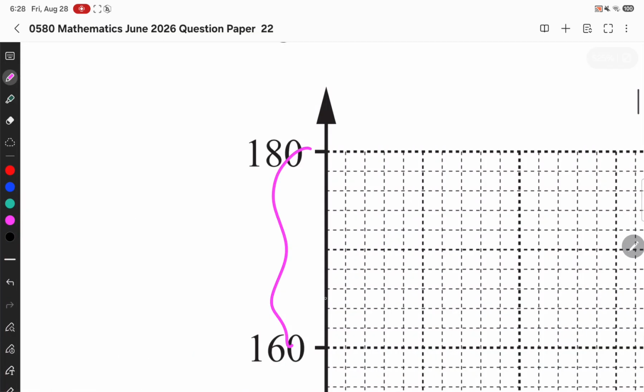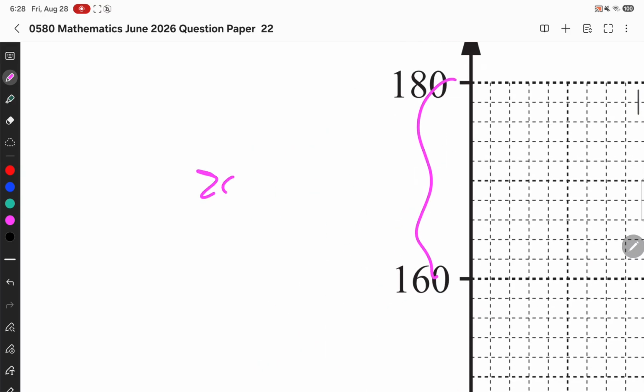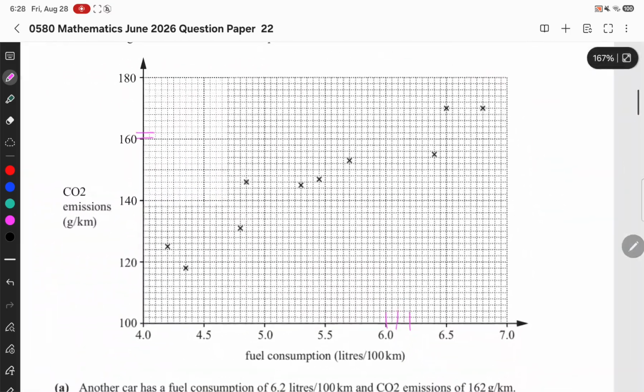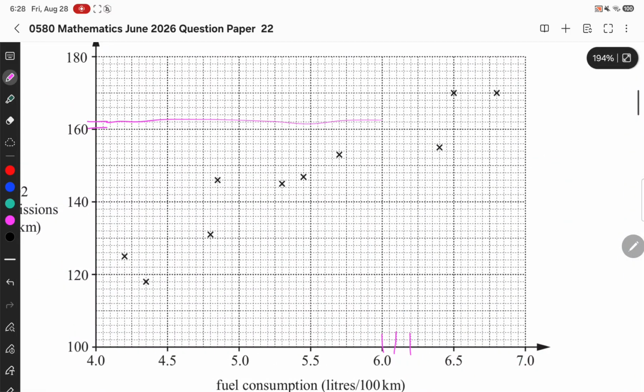This is 20, and we have 10 blocks, so each block is 2. So you want to go to 160, 162. Nice. So this is this point right here.